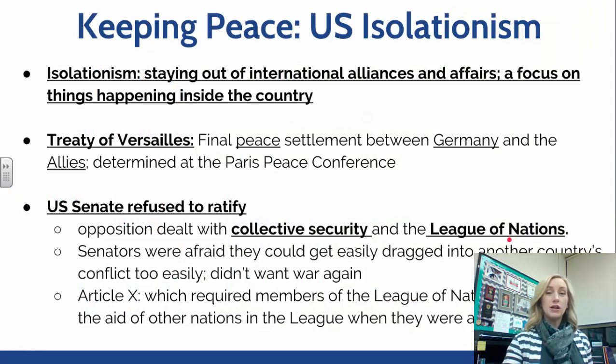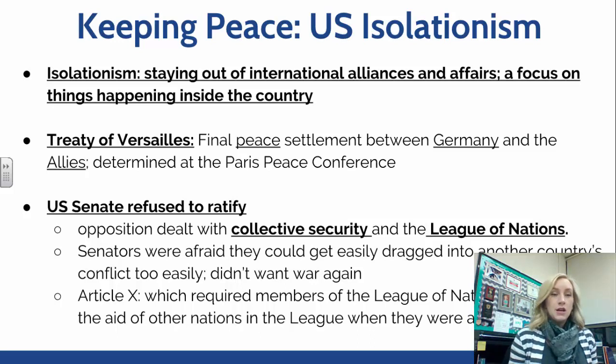And this is where we see the start of U.S. isolationism. So what is isolationism? Because that's one of your objectives. You got to be able to define it. So it's staying out of international alliances and affairs. So think of isolation. You're staying like either in your home or in a small place, right, you're not involving yourself with other people necessarily or other groups. So it's a focus on things happening inside the country rather than internationally or with foreign countries and alliances and that kind of thing.